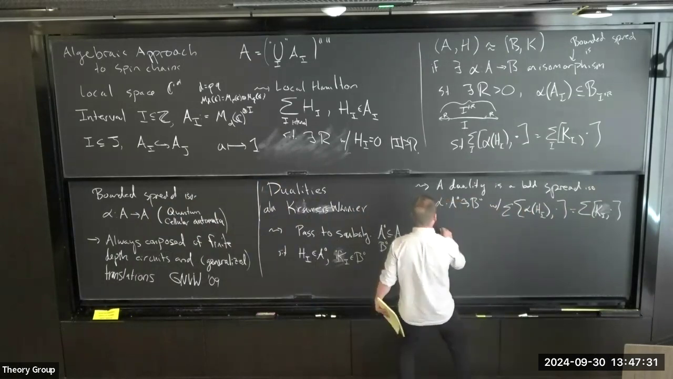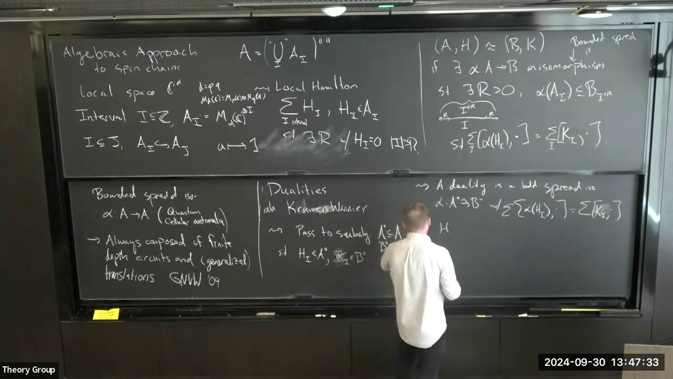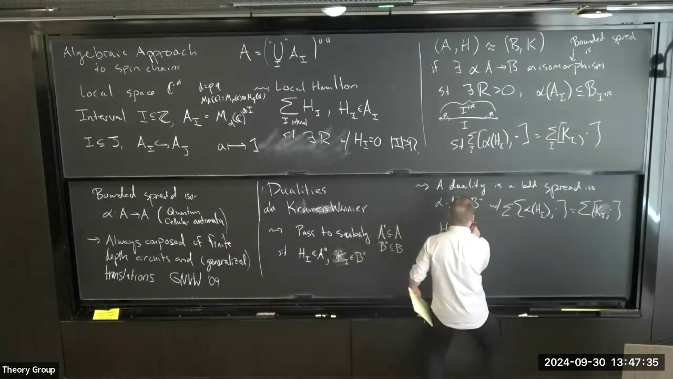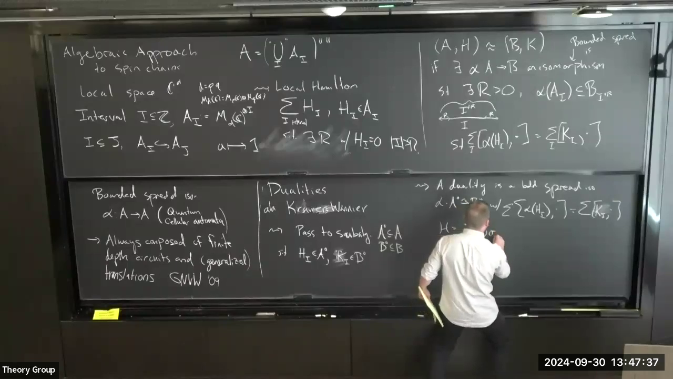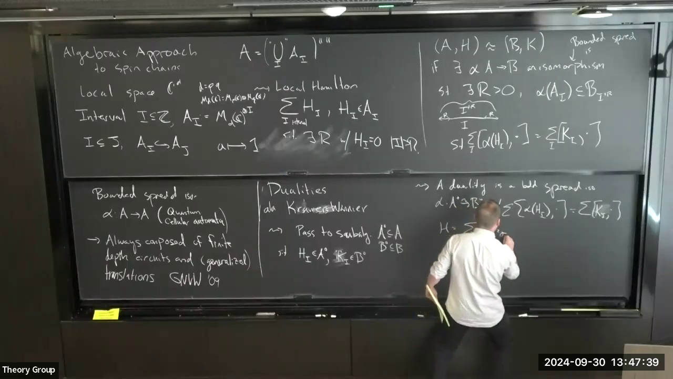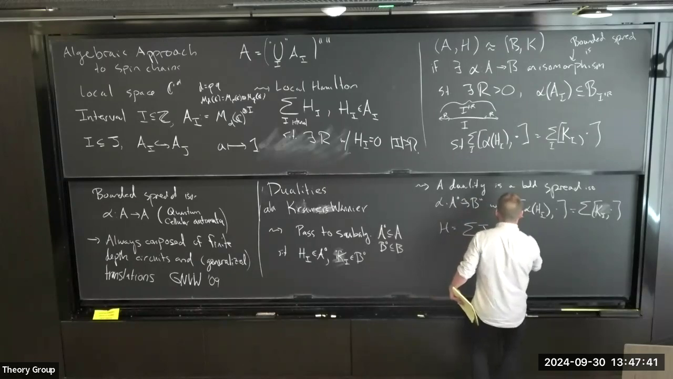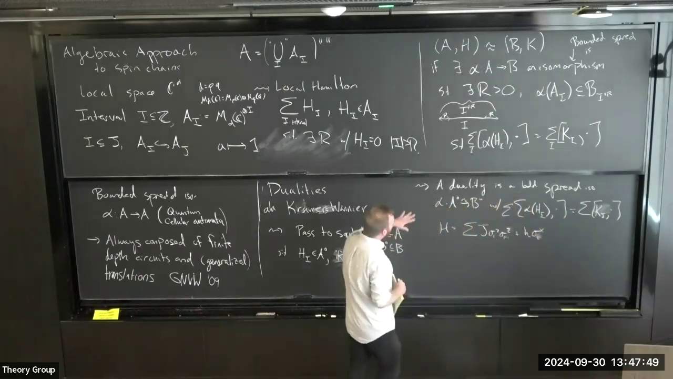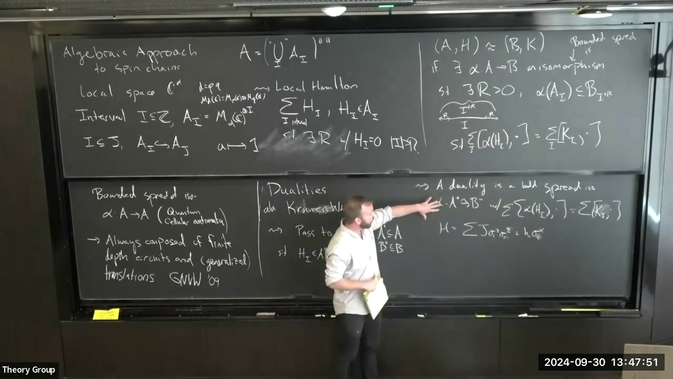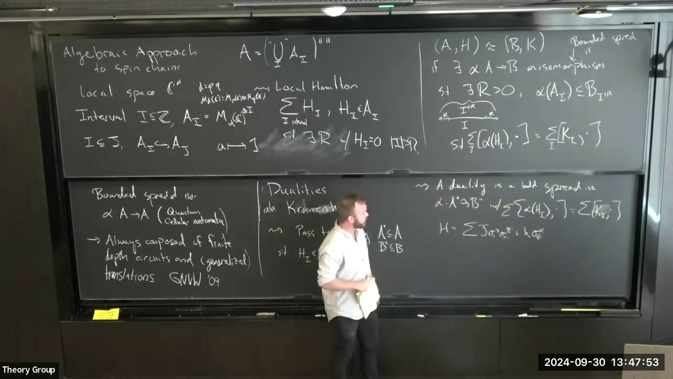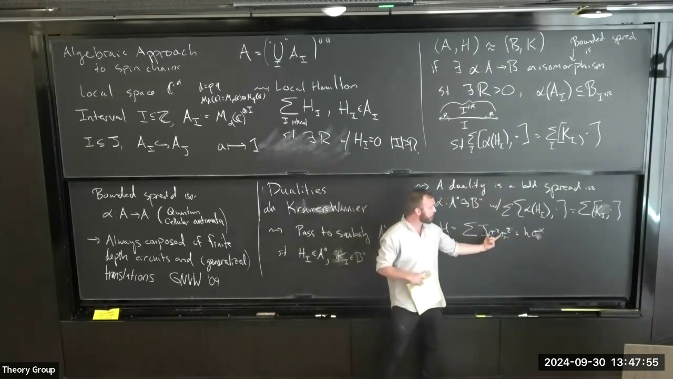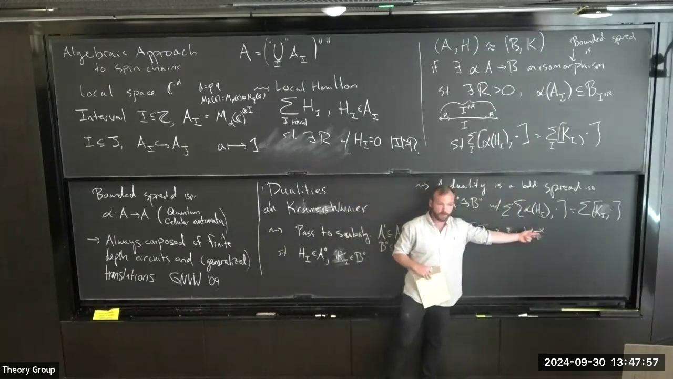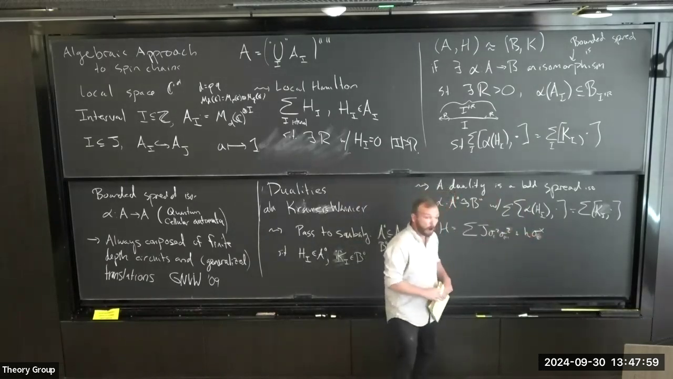So what's the Hamiltonian? Well, it's just the standard Ising Hamiltonian: sigma_i^Z sigma_{i+1}^Z plus h sigma_i^X. So what subalgebra are we going to use? The smallest one that you could use is just the subalgebra generated by these terms separately. And that's called the bond algebra.